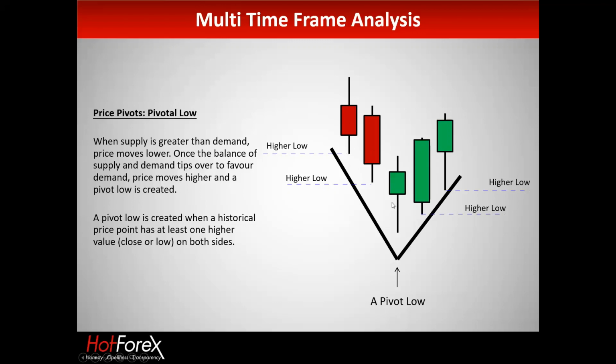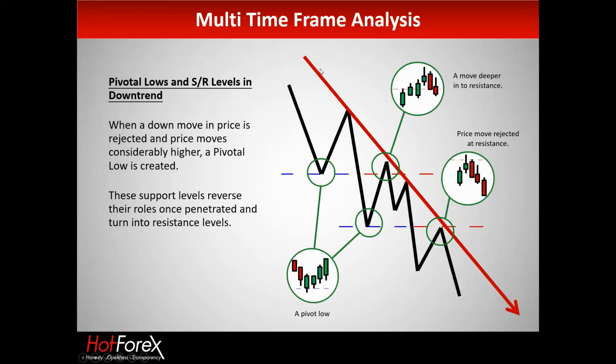Wick is obviously the extreme of the move. We've got higher lows than the pivot low. So we've got this turning point where supply has exceeded demand. We've turned around and there's a bit more buyers in the market there. So pivot lows again. So just like we had before, this time we got a trend going down, looking at support and resistance. So here we start to move down, but we reverse.